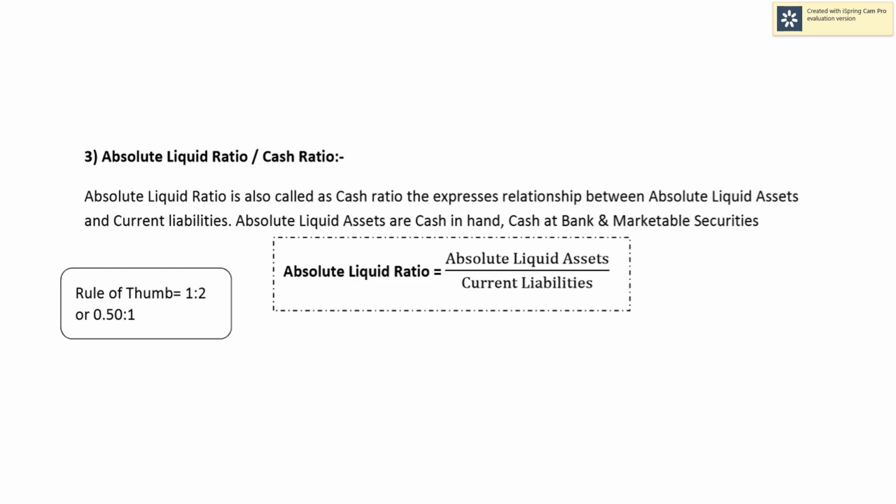For example, cash in hand is already in a liquid form. Cash at bank is second, because thanks to our digitalization of India, we have got a lot of PhonePe, Google Pay, and a lot of net banking. Liquidating money is very easy nowadays. And this is a small formula to know the ratio, and the thumb rule for this ratio is 1:2. That means absolute liquid ratio is 1 and current liabilities is 2. That means absolute liquid assets should always be half of current liabilities.